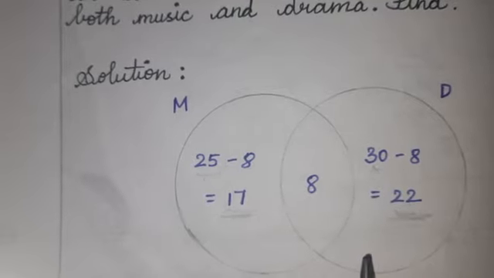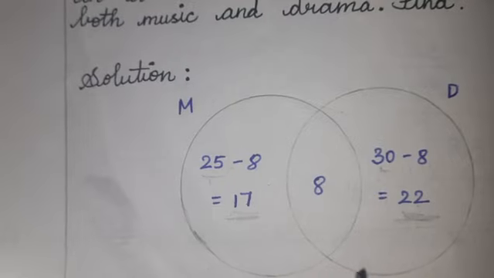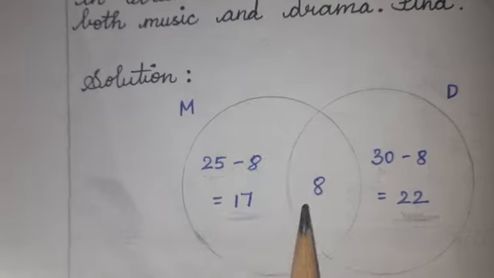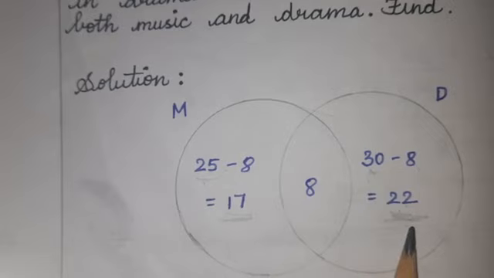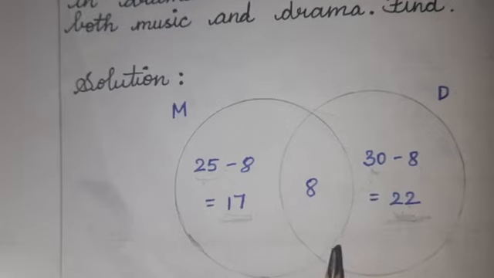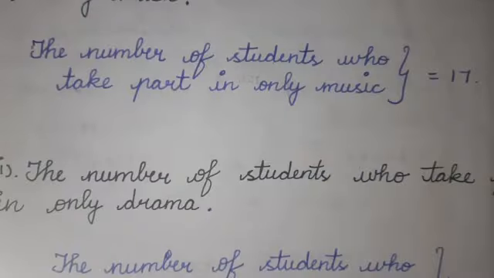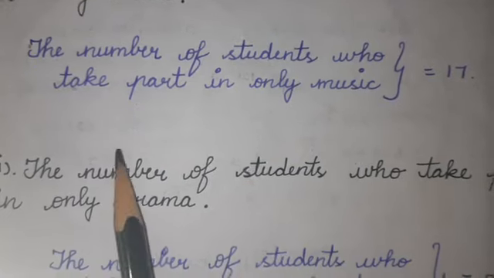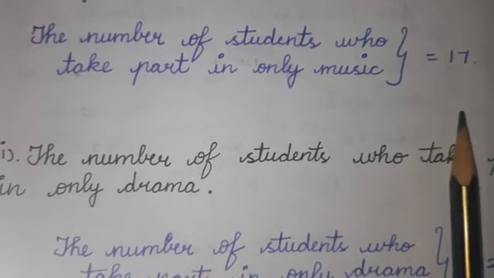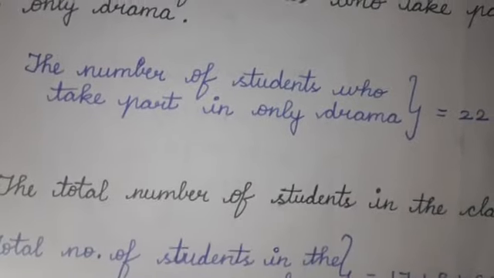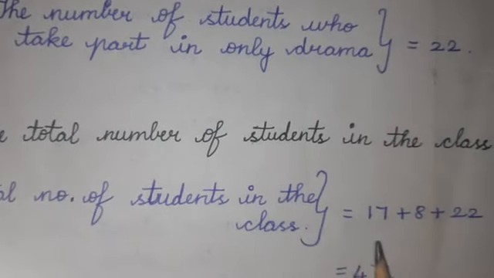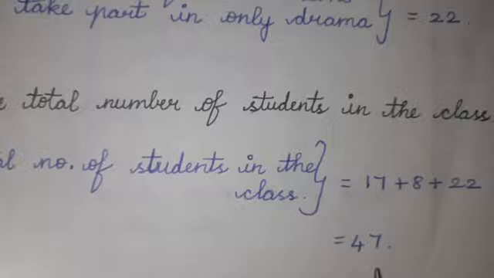Third question, the total number of students in the class. Total number of students means you should add. What should you add? 17 plus 8 plus 22. What will you get? 47. Therefore, the total number of students in that class is 47. At last you write the sentence. The first one, the number of students who take part only in music is 17. The second one, the number of students who take part only in drama is 22. Therefore, third question, total number of students in that class, you should add and write 47.